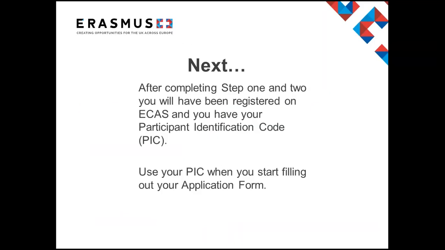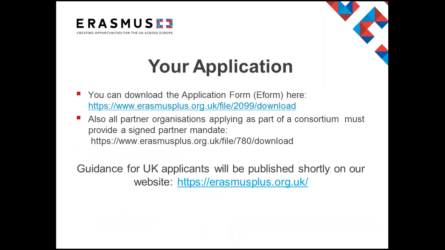After completing step 1 and 2, you will have been registered on ECAS and have your participant identification code. You will need your PIC when you start filling out your application form. So this is the link where you can download the application eForm for Key Action 1 Mobility Between Programme Countries, also known as Key Action 103. There is also a link for a partner mandate for those that are going to apply on behalf of a consortium. The third link is also to let you know where we'll be publishing our guidance.